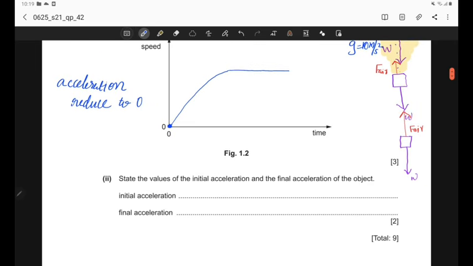And the final acceleration. At the end of the motion, we have seen the object is moving with a constant speed. If anything is moving with a constant speed, the acceleration must be 0. Or from this figure we can understand that the force due to air resistance must be equal to the weight, so the net force on the object will be 0. If the force is 0, definitely the acceleration will be 0. So we can write: initial acceleration is 10 meters per second squared, and final acceleration is 0.